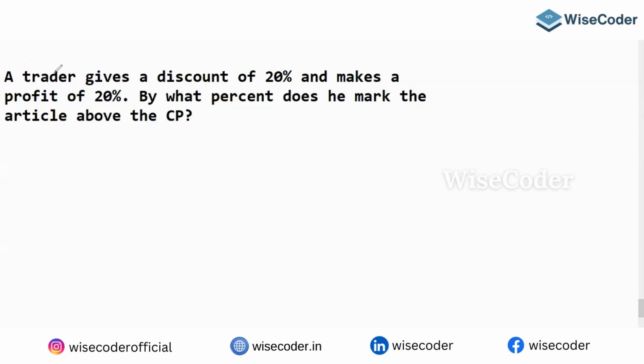Look at here. A trader gives a discount of 20% and makes a profit of 20%. I don't know the cost price, guys. I don't know the selling price also, but let me assume cost price is 100. There is a profit of 20%. Profit or loss is always calculated on what? Cost price. So 20% profit. So your selling price is 120. That's where you should be logical.